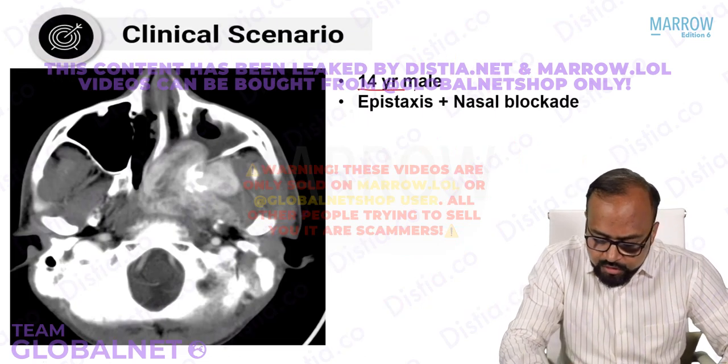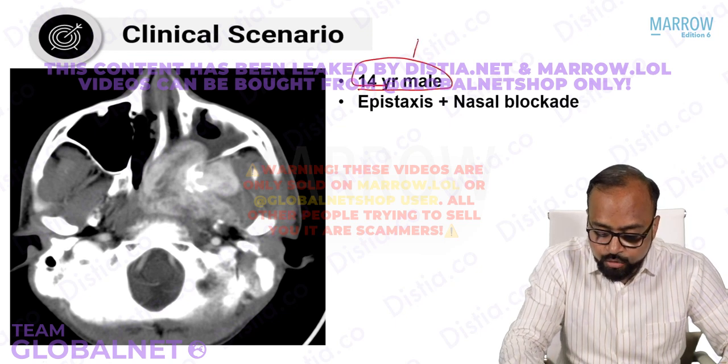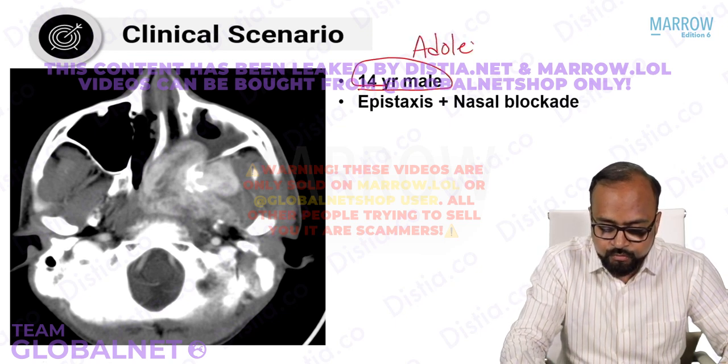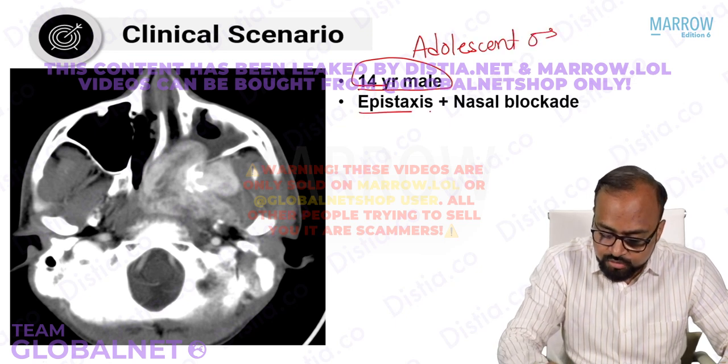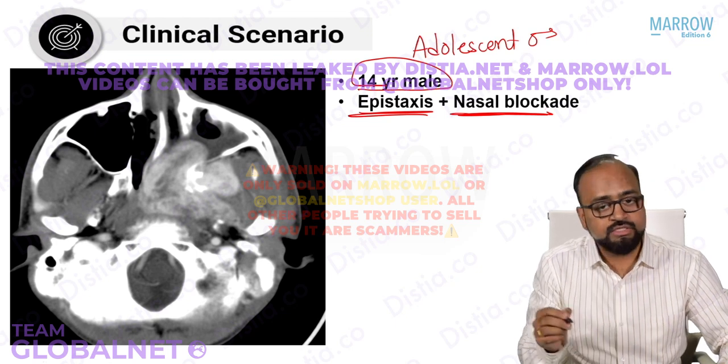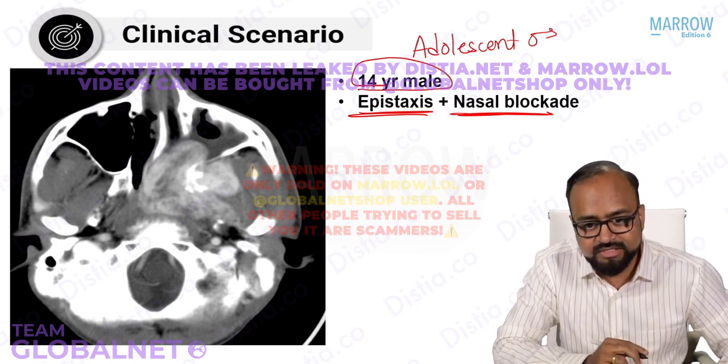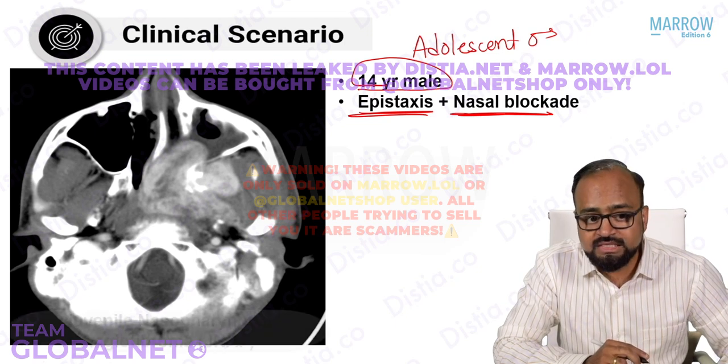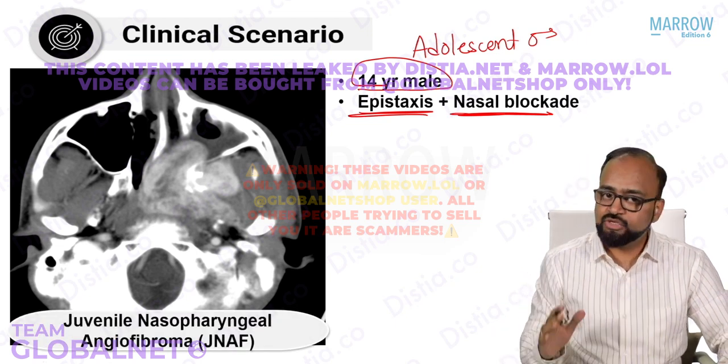A 14-year-old male, so an adolescent male, right? Adolescent male presents with what? Presents with epistaxis, nasal blockade. If an adolescent male presents with epistaxis and a mass lesion, you should think of one diagnosis. This is that diagnosis. What is this? This is juvenile nasopharyngeal angiofibroma.